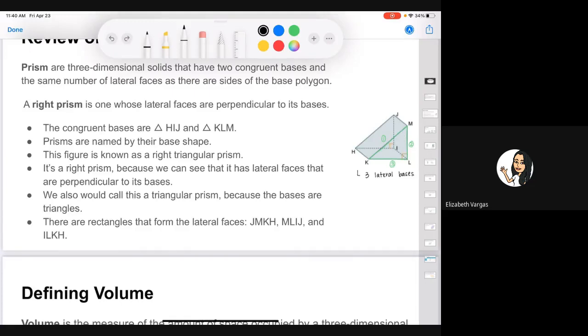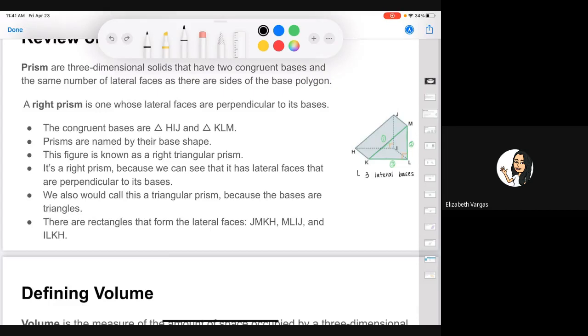Prisms are named by their base shape. We just discussed this. So the base shape of this prism on the right side are triangles, and so this would be a triangular prism. The figure is known as a right triangular prism, obviously because the base and the lateral faces are perpendicular, and because its base is triangular. It's a right prism because we can see that its lateral faces are perpendicular to the base, and we can also call this a triangular prism because the bases are triangles, right?